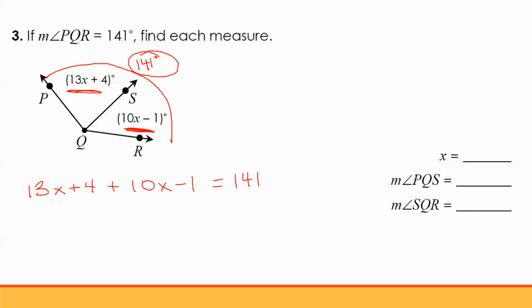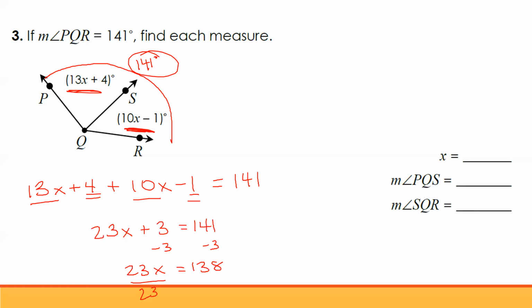And at this point, we're just playing algebra. One of the steps that students tend to forget the most is the combining like terms. You got to do that first. So combine your x terms together. 13x plus 10x is 23x. Combine your not x values together. 4 minus 1 is 3. I'm going to subtract 3 from both sides. And then to get rid of that 23, we'll undo multiplication with division. 23 divided by 23 is 1, so I get 1x. And 138 divided by 23 is 6.